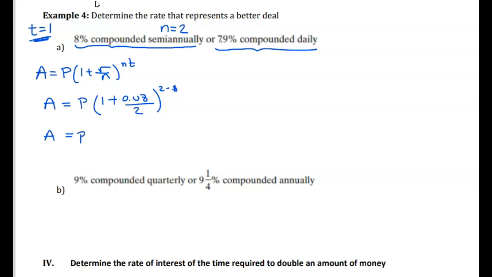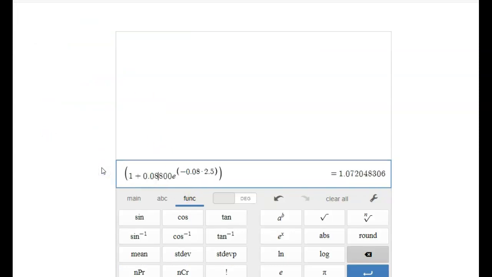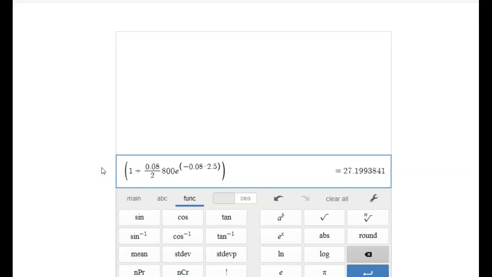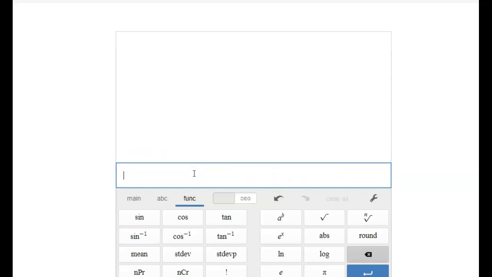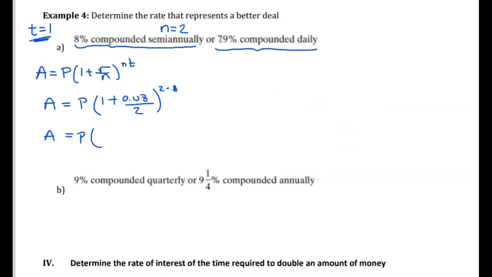So the amount is going to be the principal times 1 plus 0.08 divided by 2, to the power 2. 1.0816. Alright, so with this compounding, you are going to multiply your initial investment by this factor.